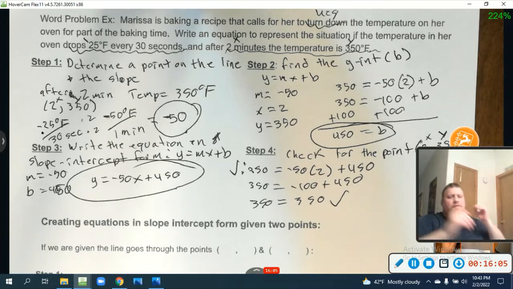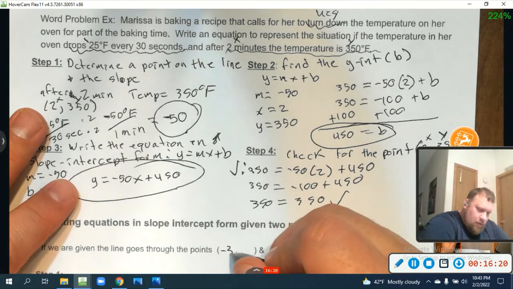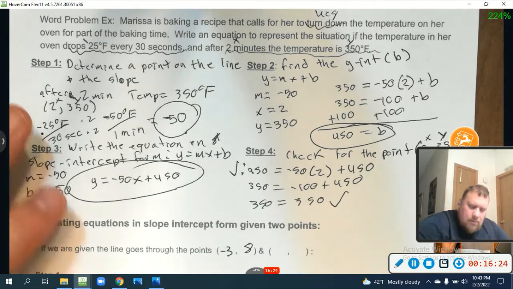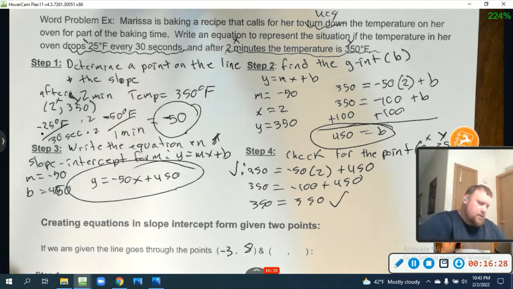We are down to our final problem of the day. It's just adding one step to the process. What do we do to get slope-intercept form if we're given only two points? So no slope, just only two points. And we're going to do it with the points negative 3, 8, and 4, negative 6.